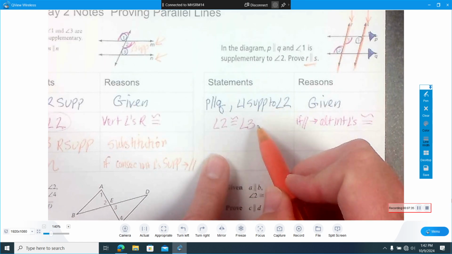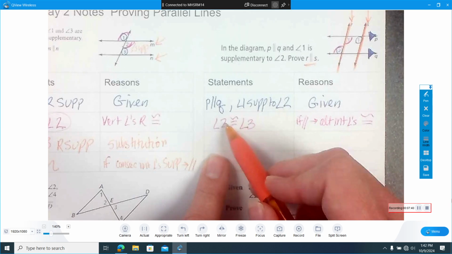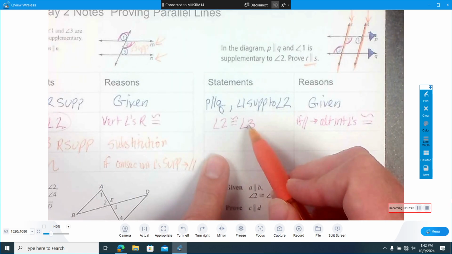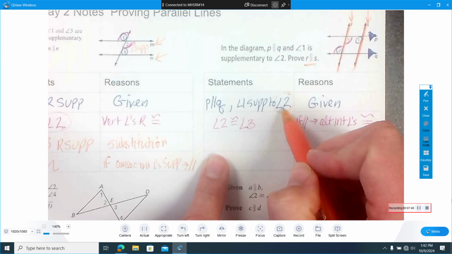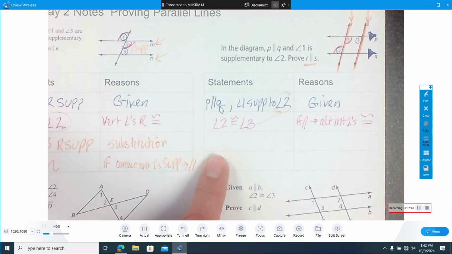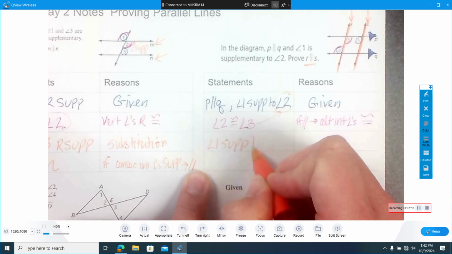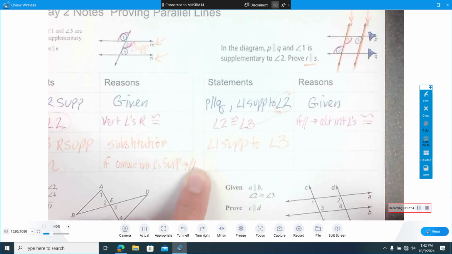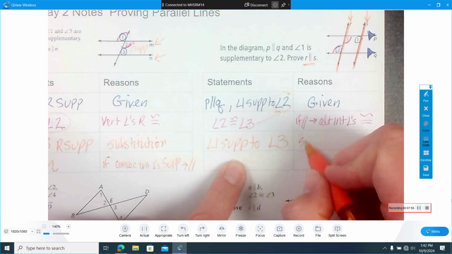So 3 is the same as 2. So we want 1 and 3. I want to replace that. Can I replace the 2 with the 3? Yeah? Okay. So can we say angle 1 is supplementary to angle 3? What allows me to just replace it like that? Substitution.